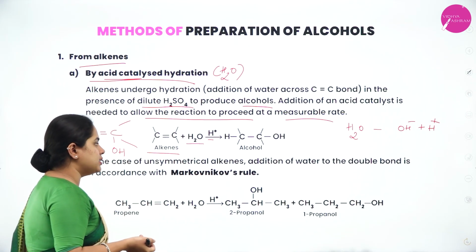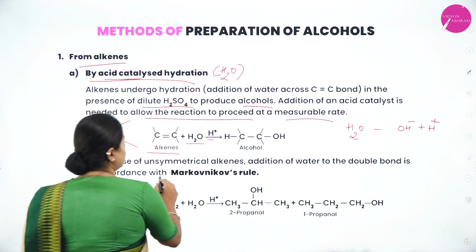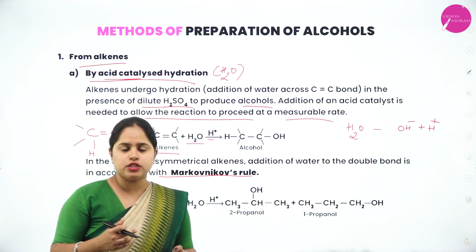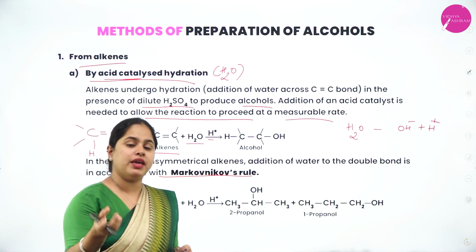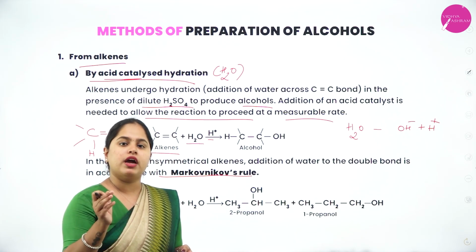In the case of an unsymmetrical alkene, addition of water to the double bond is in accordance with Markovnikov rule. Markovnikov rule we have already studied. According to Markovnikov rule, the negative part of the reagent will be attached to the carbon atom having the lesser number of hydrogen atoms.